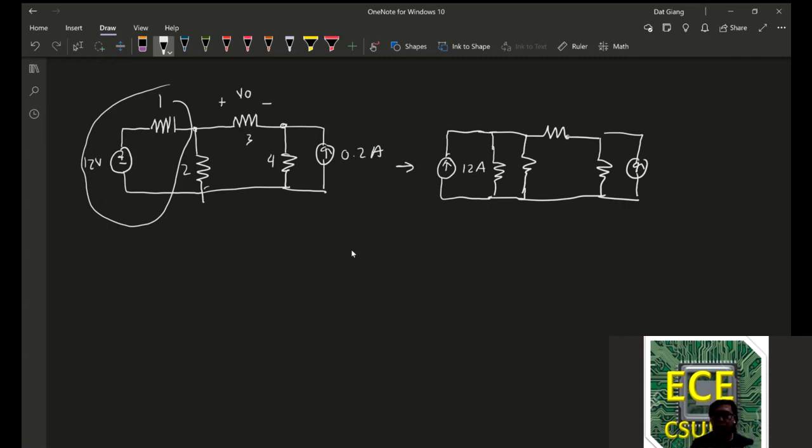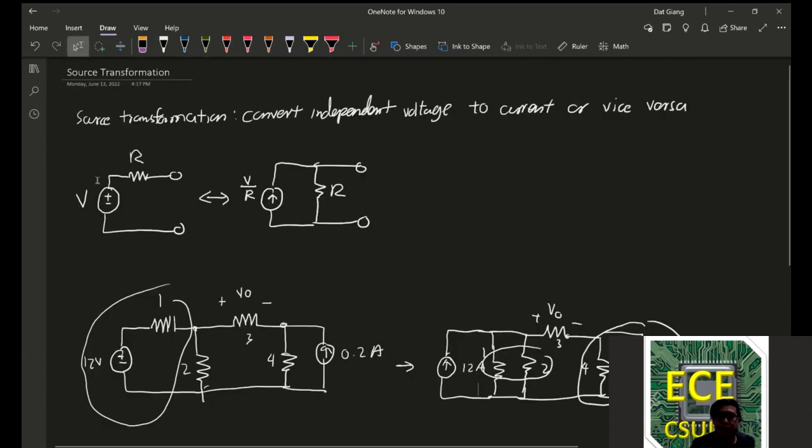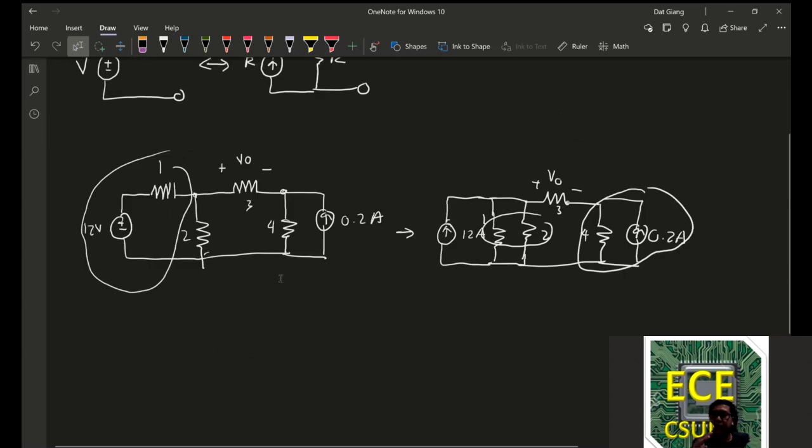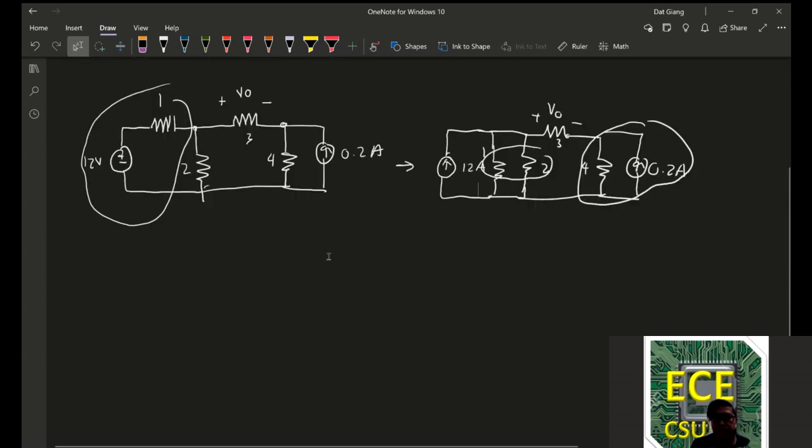That's okay. We have 1 and then we have 2. This is 3, V out, and this is 4. And this is 0.2 amps. So now at this stage, there's a few things we could do. We could maybe source transform this part, we can combine these two and then source transform back. So we use this transformation back and forth to get us to the answer right away.